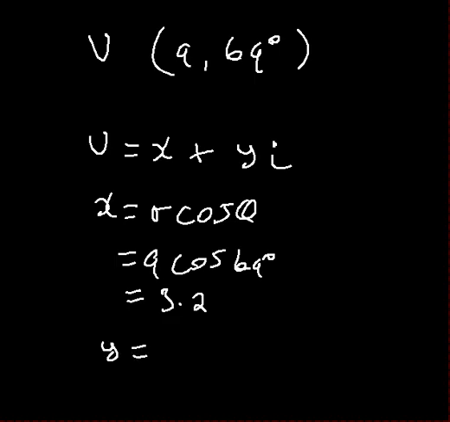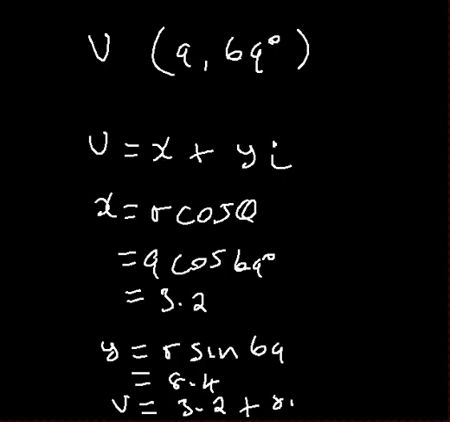And we should have y, which is given as r sine 69 degrees as well, which is 9 times sine of 69 degrees. And thus we should have it as 8.4. Therefore, V in terms of the complex number will now be given as 3.2 plus 8.4i. So that's how we can have it in that way.